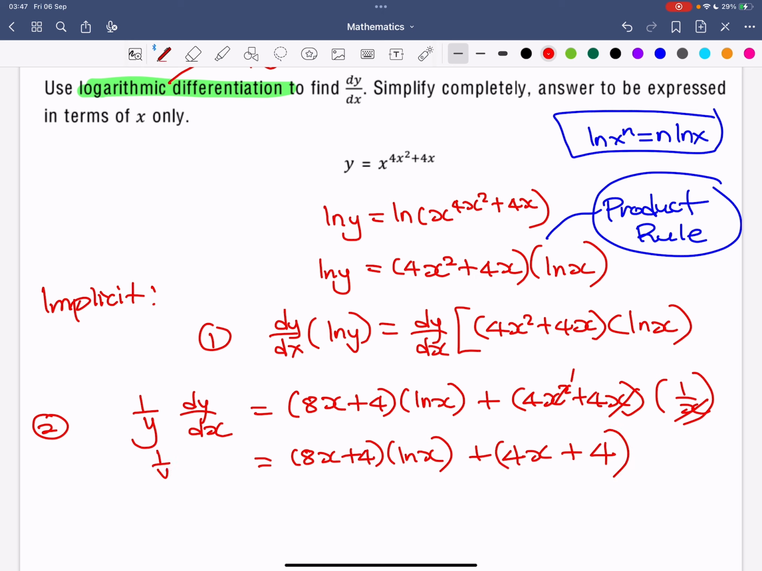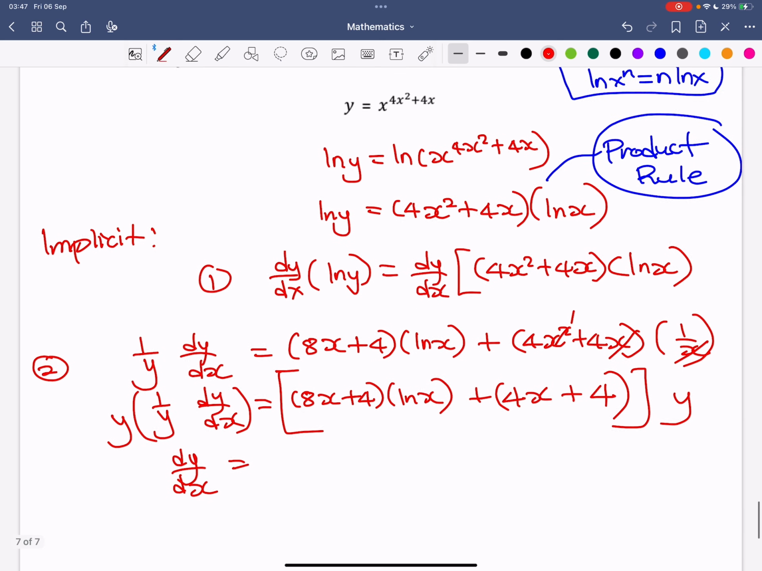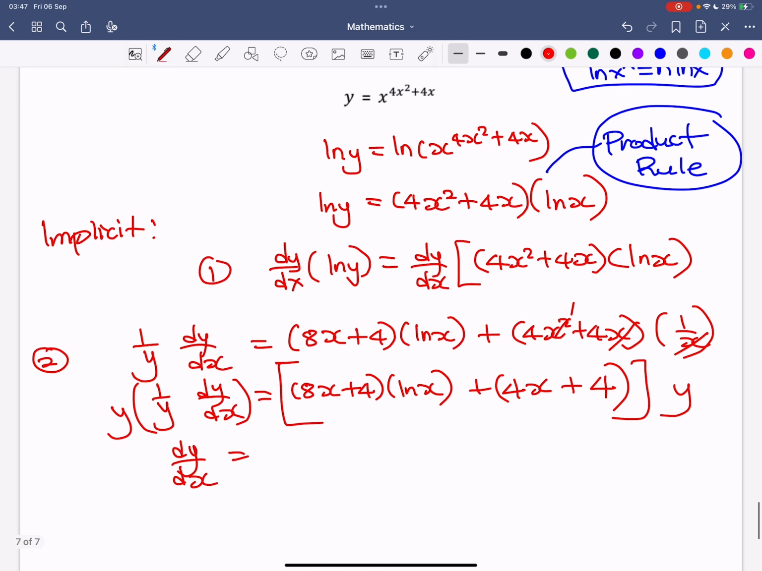And then here you still have your 1 over y dy over dx. We need to make dy over dx the subject of the formula, so we multiply both sides by y, multiplying this entire thing by y, using brackets. And then dy over dx becomes this entire thing, but we're not supposed to leave our answer in terms of y and x. We're supposed to leave everything in terms of just x.